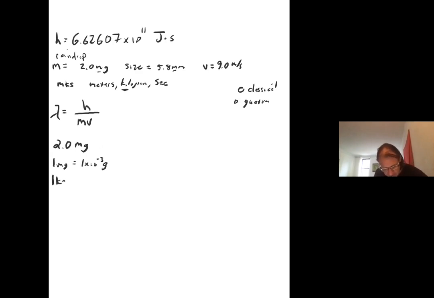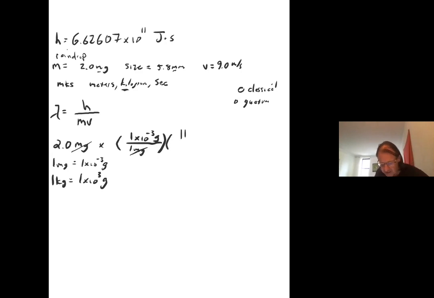1 kilogram is 1 times 10 to the plus 3 grams. Okay, kilo is 1,000. So what I'm going to do is multiply this by 1 times 10 to the minus 3 grams is 1 milligram, right? That's going to get rid of your milligrams. That's easy enough.